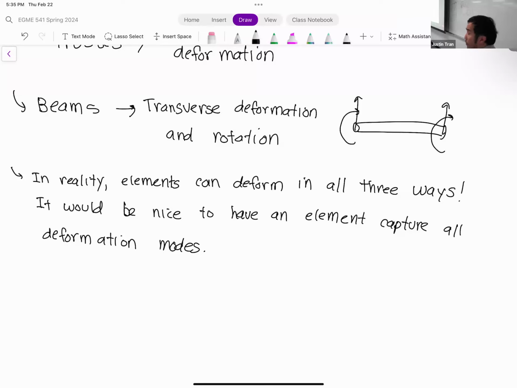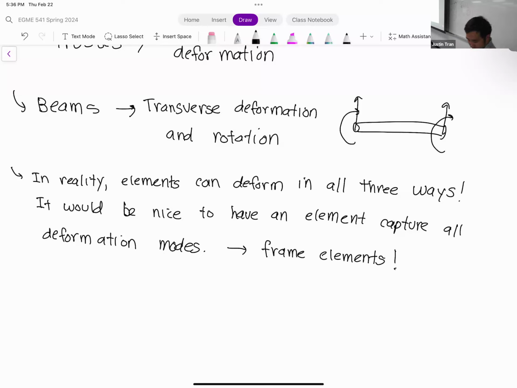We expect that when we use software like ANSYS, whatever we simulate is going to capture all the modes of deformation. It's not just going to limit it to certain modes. And so of course, we would have to reframe our formulation. We'd have to develop a new element stiffness matrix. But the good news is that this does exist. And of course, that's the title of the lecture for today, which is frame elements.